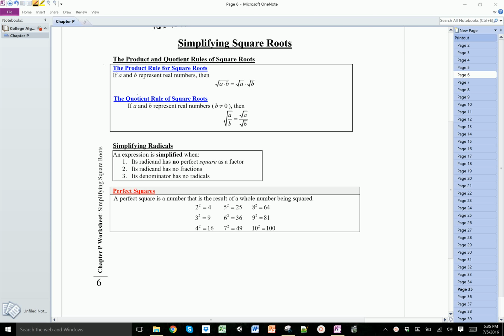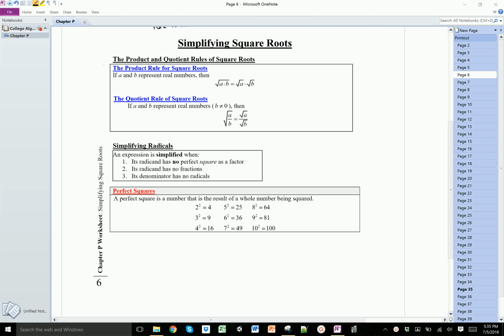The product rule and quotient rule of square roots will be used to help you to simplify square roots. The product rule states that if you have two numbers being multiplied by each other within a square root, then you can actually break that up into two separate square roots with each of the factors, square root of each of the factors.